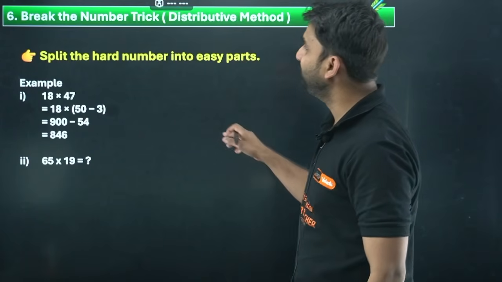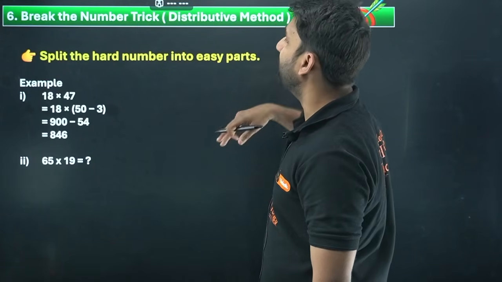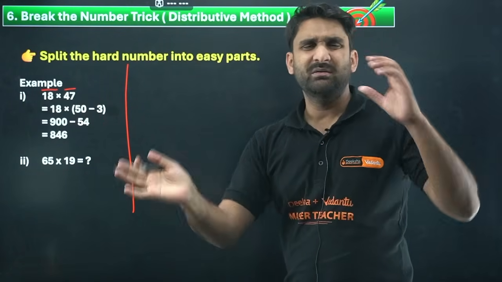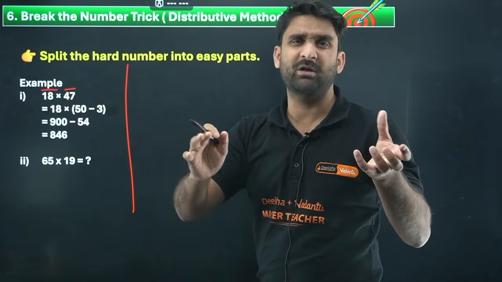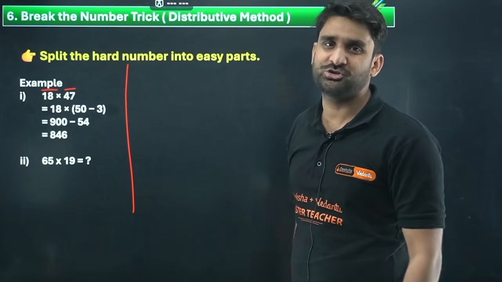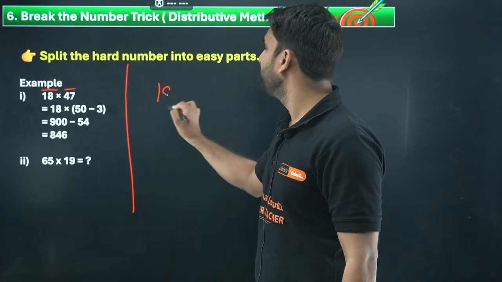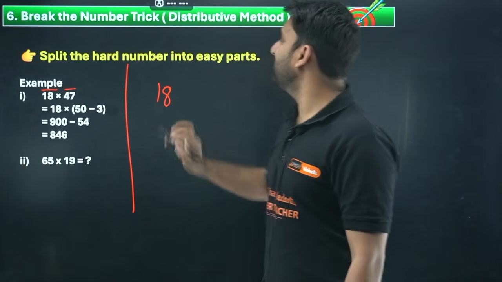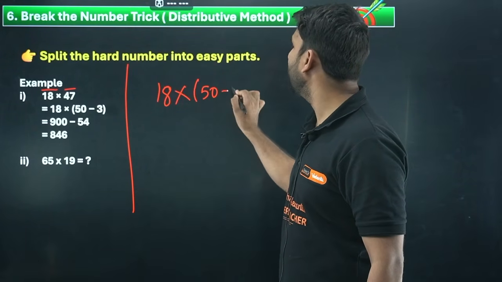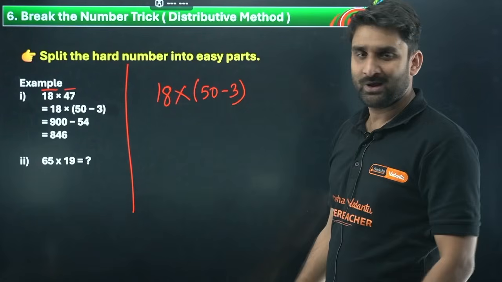Now moving to the break the number trick, the distributive method. My dear, listen. If the numbers are very different, very unsystematic, like 18 and 47, there is no relationship between them. But we can use one method. This method is break the number. My dear, if 47 is there, 47 can also be written as 50 minus 3. Right?